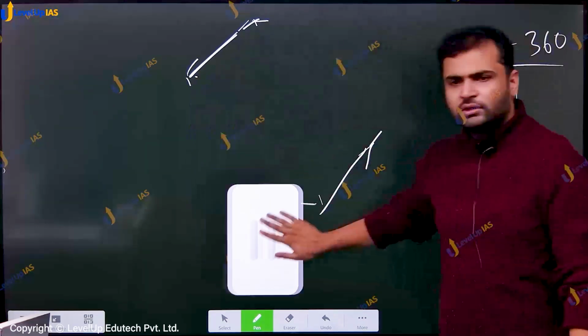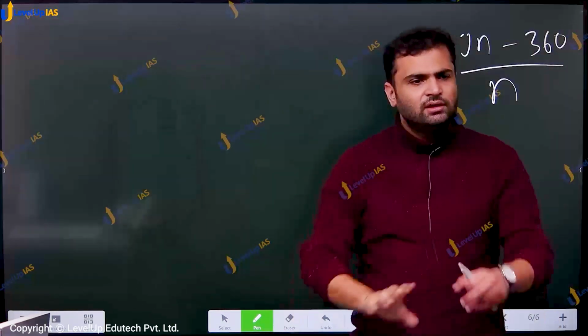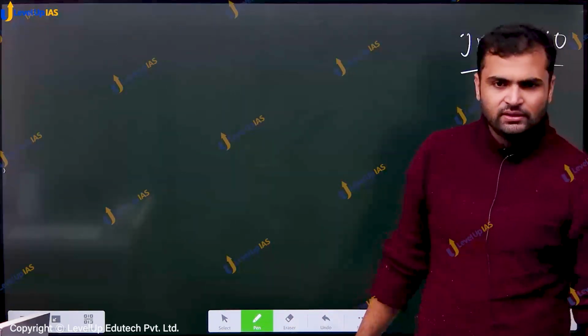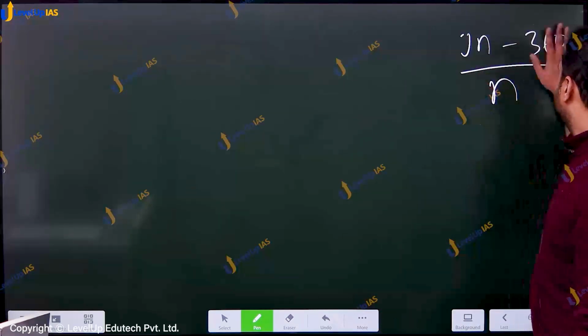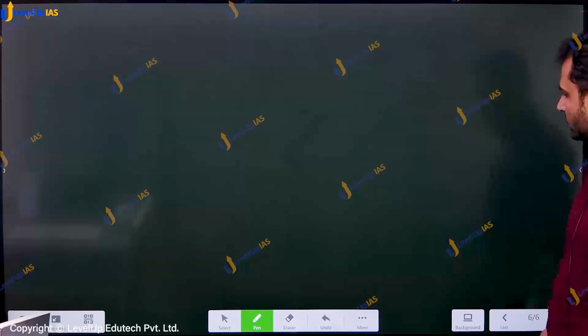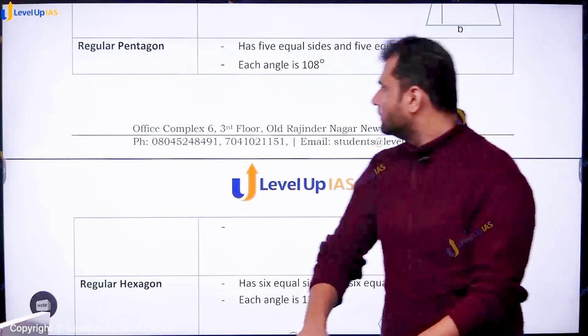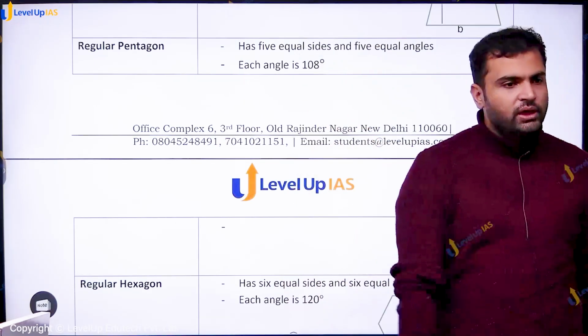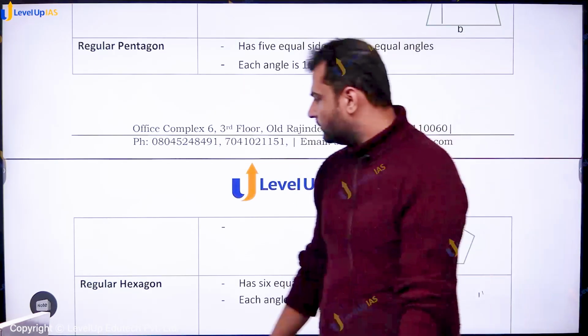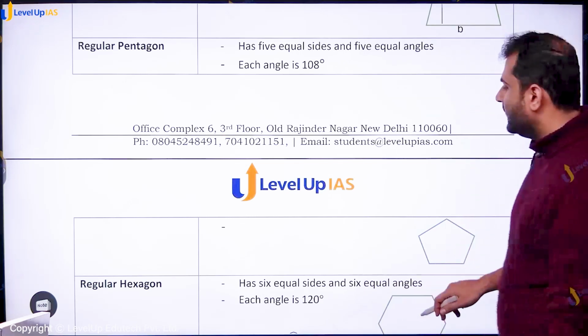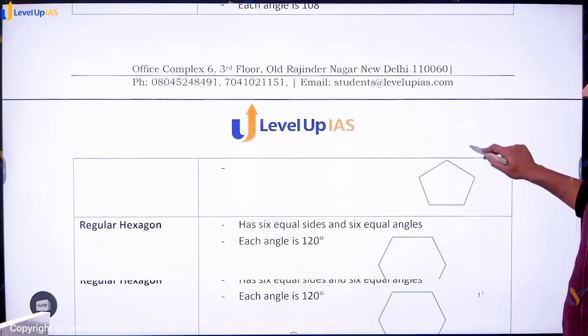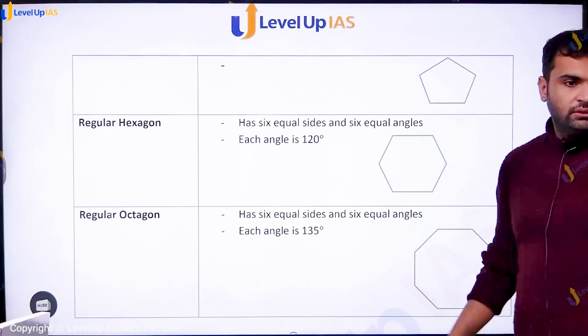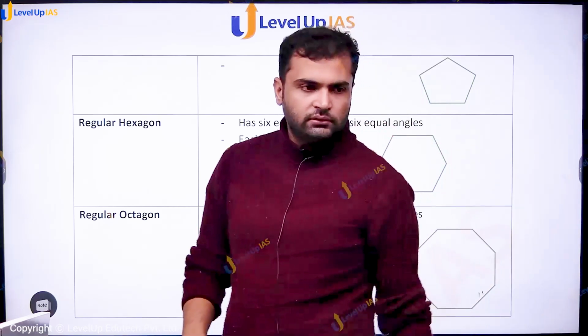If you want to remember a method, just divide into triangles. That would be easiest. You can calculate easily. Yes, each angle here would be 108 for a regular pentagon. What would happen for a regular hexagon? Each angle would be, calculate for the hexagon.